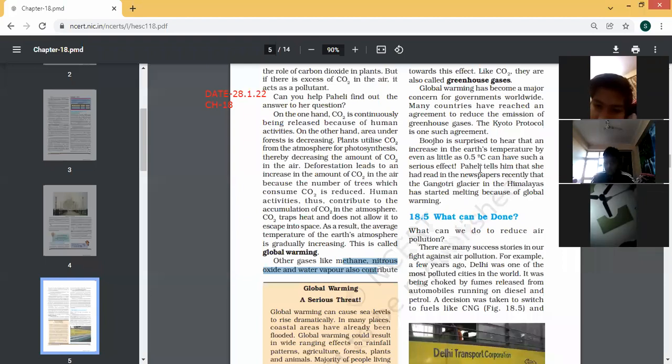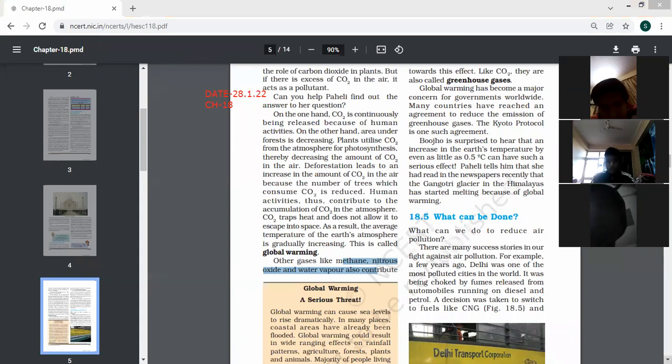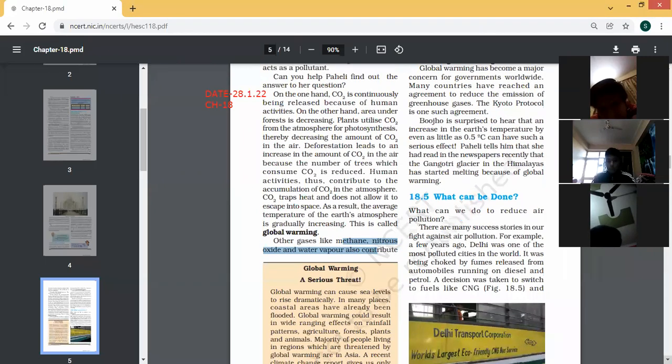Okay, beta. So this is global warming. Already, children, you have read which gases are the greenhouse gases, and this is a worldwide problem. If the temperature rises even by 0.5, that is a major cause of concern. The glacier has started melting due to global warming. So what steps should we take, or what steps should be taken by the government? Kindly mark, what can we do to reduce air pollution? Here are a few of the points.